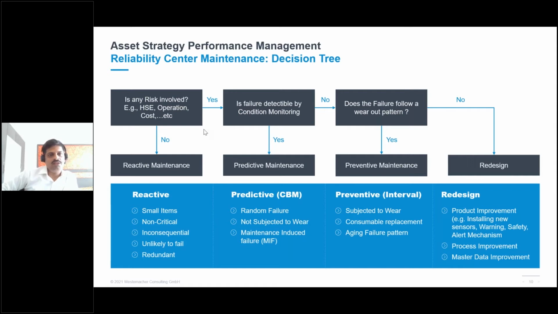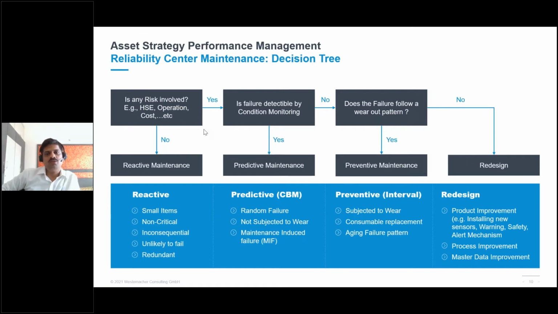But if any of these risks is associated, then we definitely need to go for detailed analysis with condition-based monitoring. And then the question could be, does that asset allow us to do the right condition monitoring? And if the answer is yes, then we should go for predictive maintenance, which addresses all random-based failures or issues which are not related to normal wear and tear, or sometimes even maintenance-induced failure, right?